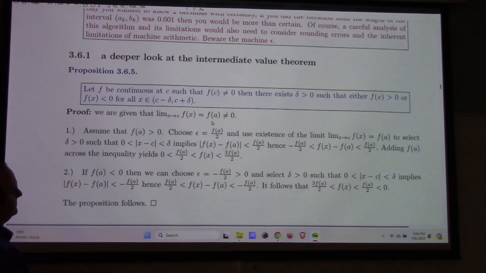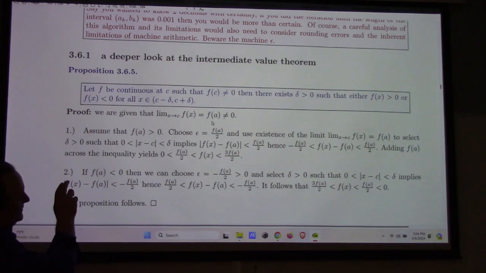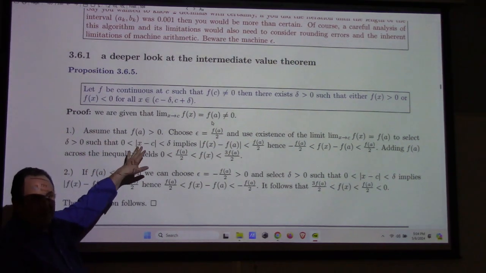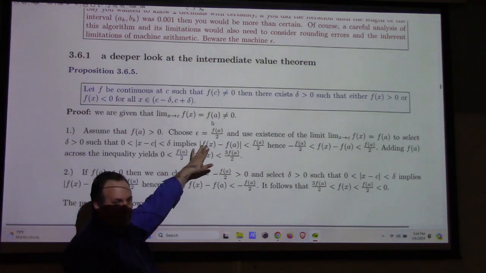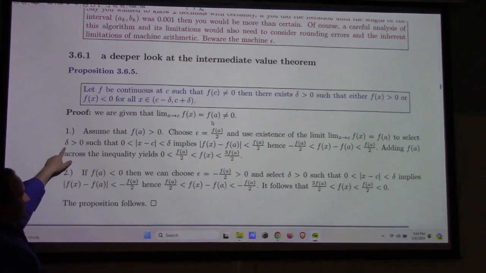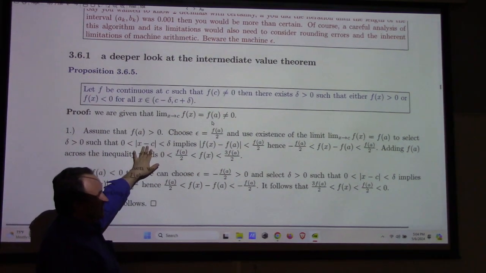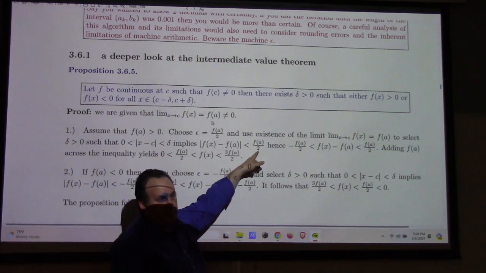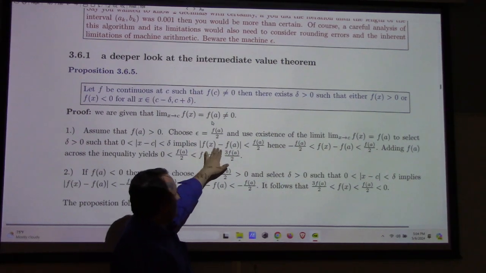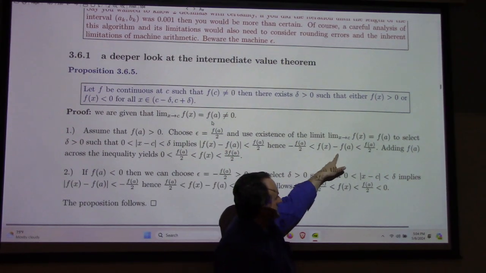What this is saying is if f(c) is not equal to 0, then I can either keep f(x) positive or keep f(x) negative for all values within plus or minus delta of the place where it's non-zero. The proof goes like this. Assume that it's positive. Let epsilon be f(c)/2. That's also positive. Because the limit is given to exist, we can choose a delta such that when we're within delta units of c, we're within f(c)/2 units of f(c). Then when we unwrap the inequality, we have this, right?